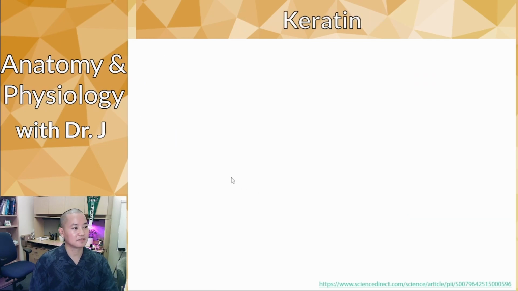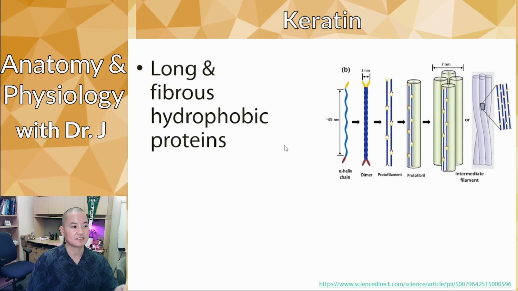All right, so another general property. I want you to focus more on the general properties and differences between each layer, instead of looking at the individual cells of each layer. So what we have here is another protein called keratin. And what is keratin? Well, it's a protein and it's also hydrophobic.